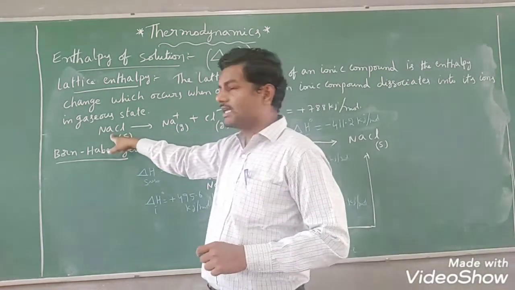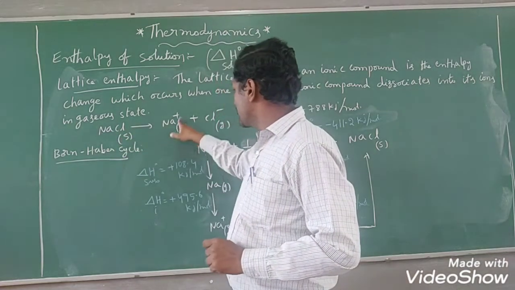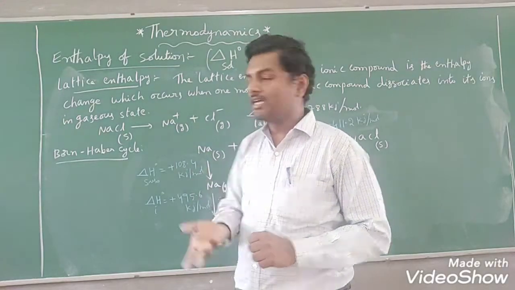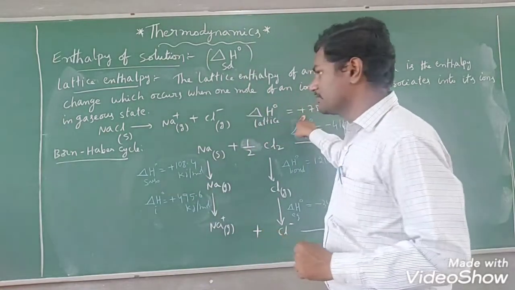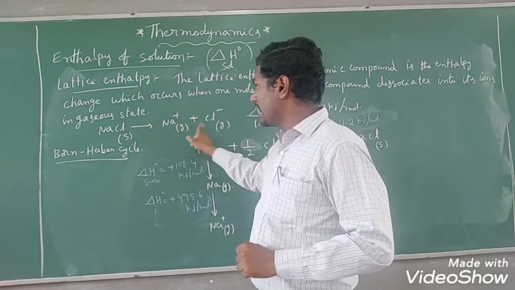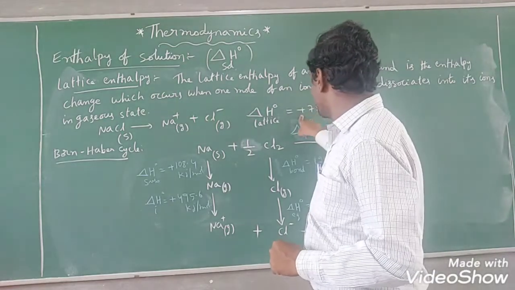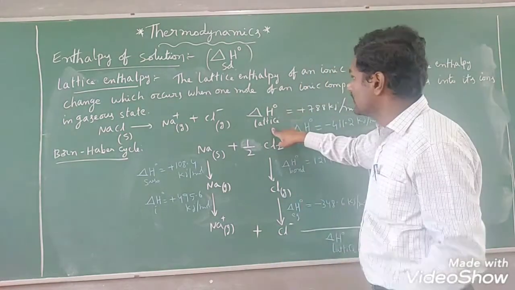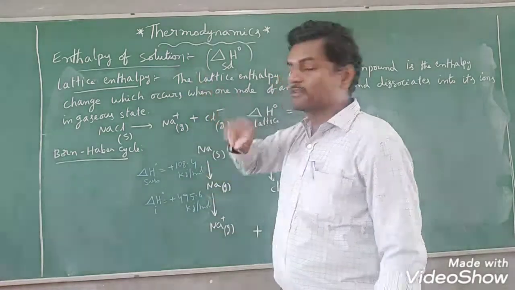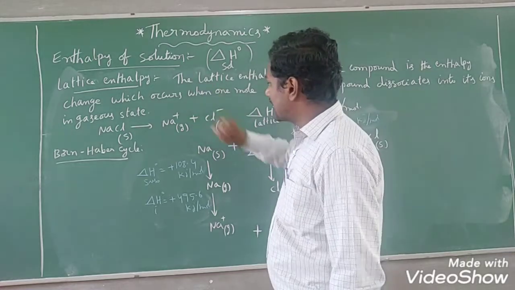For example, I have taken the NaCl crystal, the crystal lattice, a solid substance. It will be dissociated into Na+ and Cl-. In the dissociation process, the amount of energy is required, so that's why lattice enthalpy will be positive. Suppose it is the reverse process, NaCl formed from its constituent ions, then you will get a negative sign. The magnitude will be the same, but you will get a negative sign for the lattice enthalpy. So that's why lattice enthalpy may be positive or negative, like enthalpy of solution, which may also be positive or negative. Okay? So this is about the meaning of lattice enthalpy.